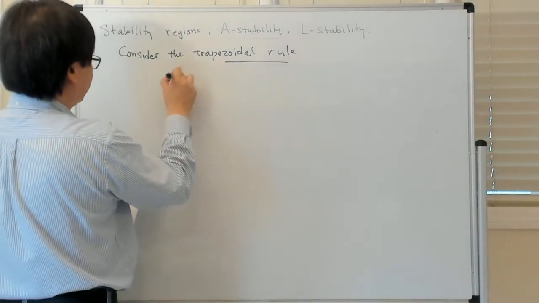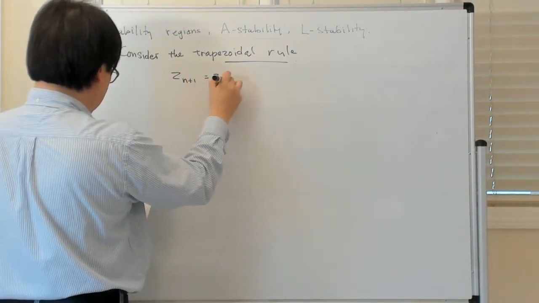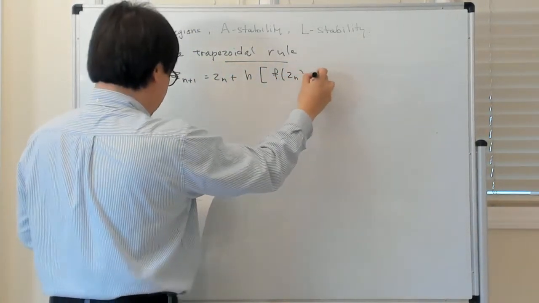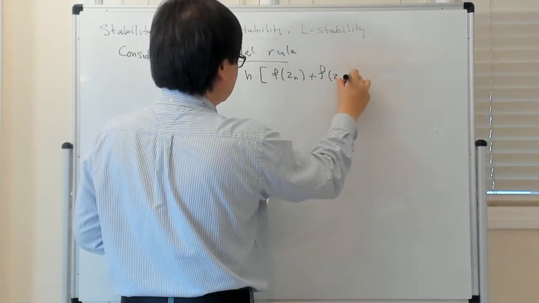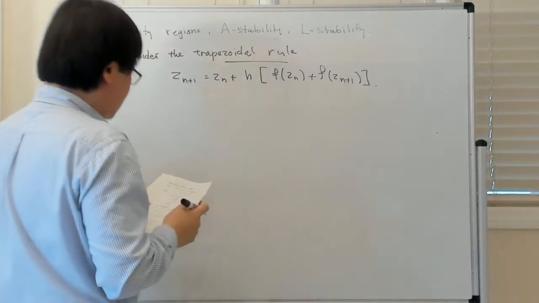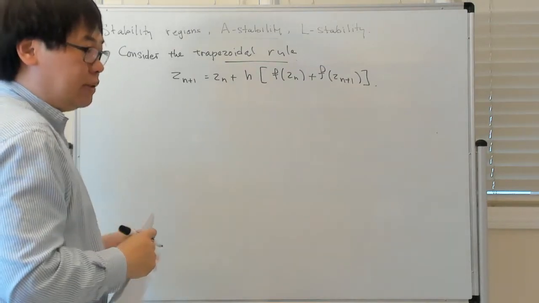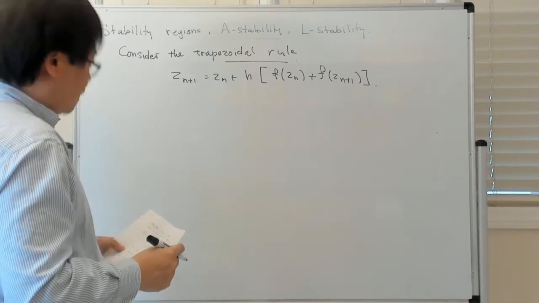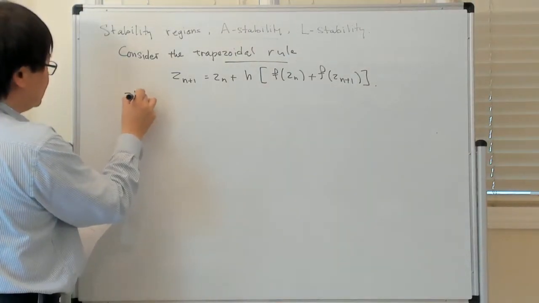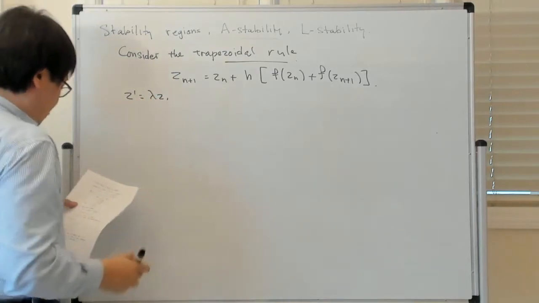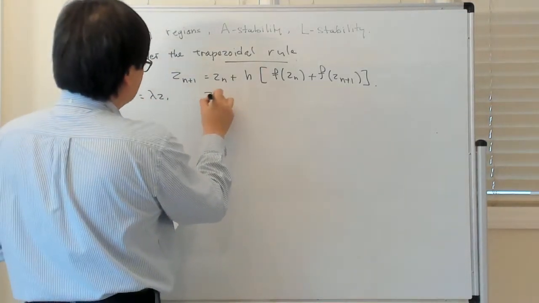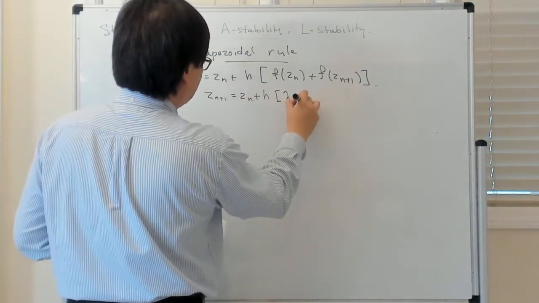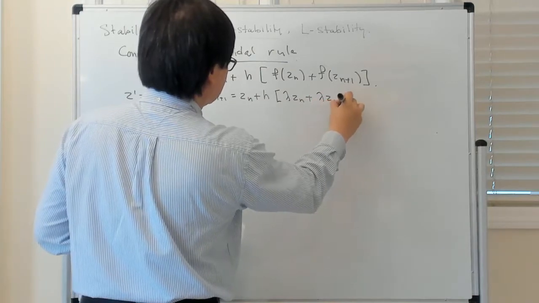Right, so the trapezoidal rule says that Zn plus 1 is equal to Zn plus h times f evaluated at Zn plus f evaluated at Zn plus 1. Okay, and whenever you want to do stability analysis, it suffices to apply the method to this model differential equation which says that z dot is equal to lambda z. Okay, so let's see what happens when you do that. So you get Zn plus 1 is equal to Zn plus h, right? Lambda Zn plus lambda Zn plus 1.